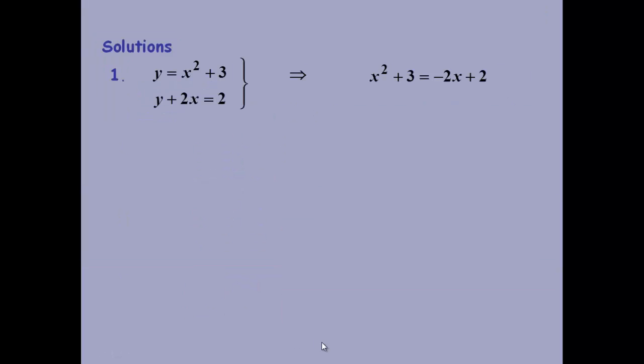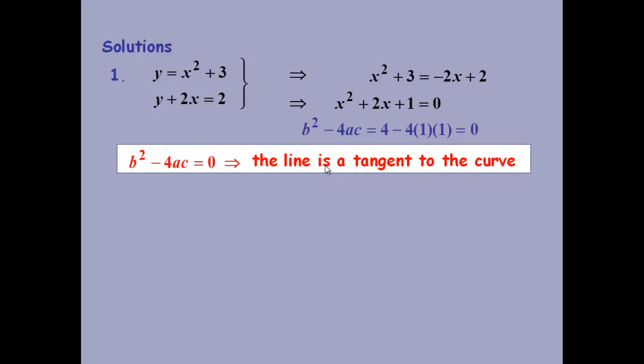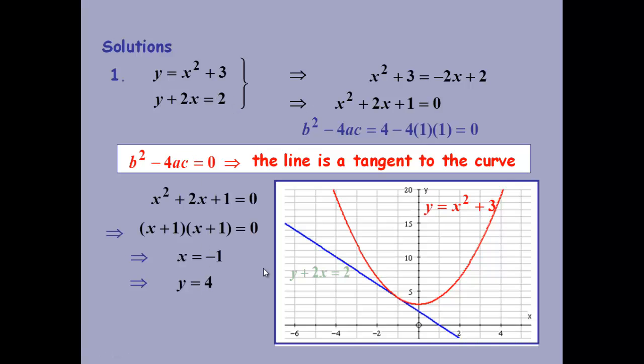Okay, so the first one, same approach. Reorganise this linear one, make it y equals, then equate the right-hand sides. Get the quadratic in the form ax squared plus bx plus c equals 0. Look at the discriminant and it's equal to 0. So that tells us that the line is tangent to the curve. We have one repeated root. We then factorise. We can see that is the case. x equals 1 is a solution. That gives us a y value of 4 if we put it into here. And we can see here what the sketch looks like.